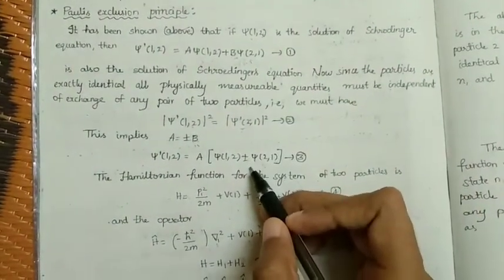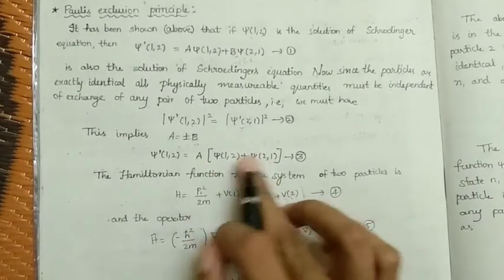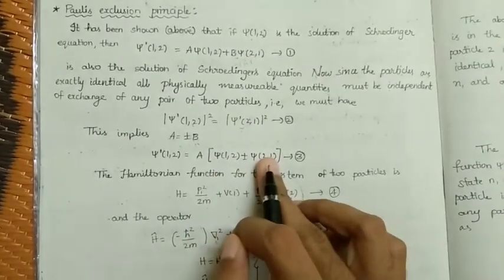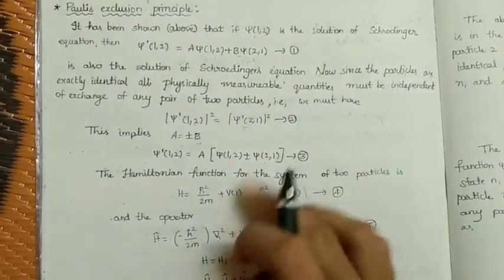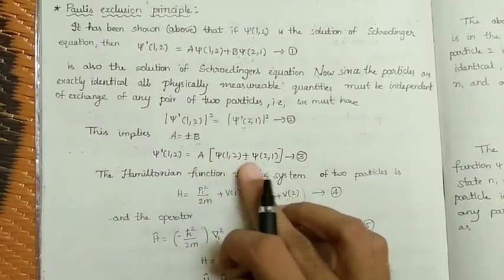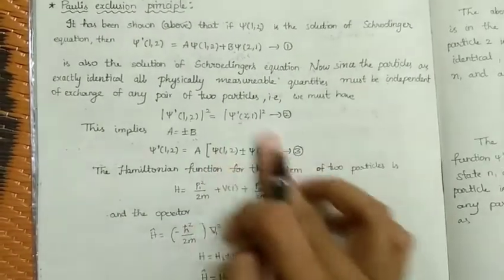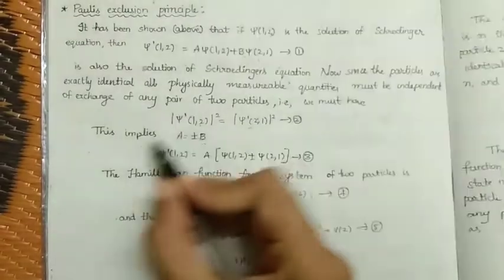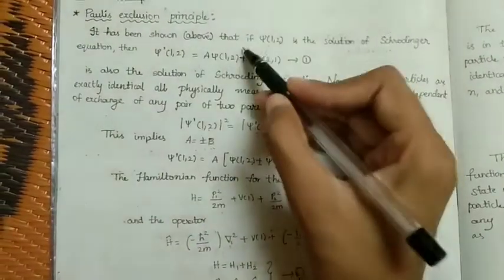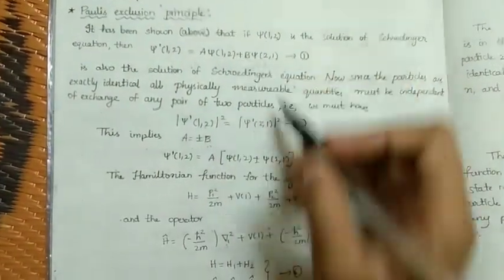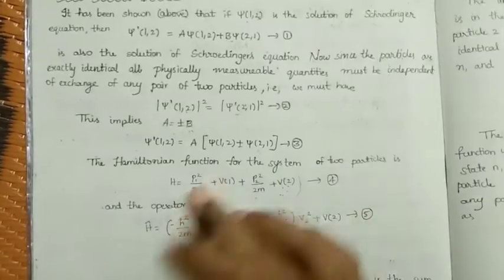So just like for the symmetric wave function, we would add these two, xi of 1 comma 2 plus xi of 2 comma 1. And for the antisymmetric wave function, we would subtract them. That is xi of 1 comma 2 minus xi of 2 comma 1. In such a manner, finally we would have xi dash of 1 comma 2, where B is replaced with plus or minus A. So we would have this overall equation.